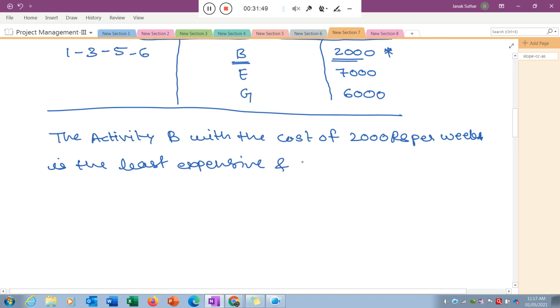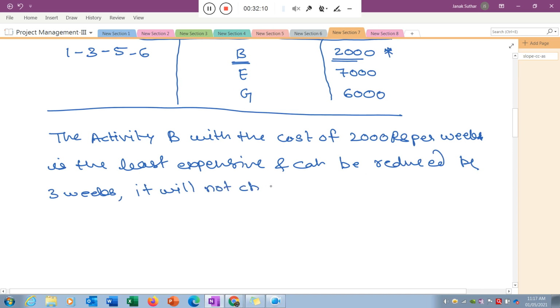And can be reduced by 3 weeks. And it will not change, you just write down here, it will not change the critical path. Then only you can choose the 3 weeks directly. Otherwise you need to choose 1 week, but it will increase the iterations.